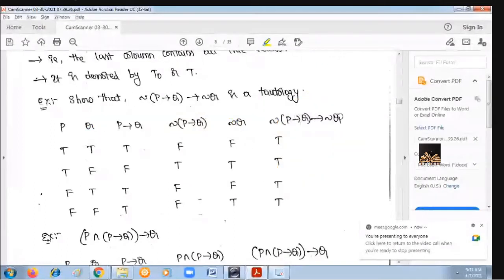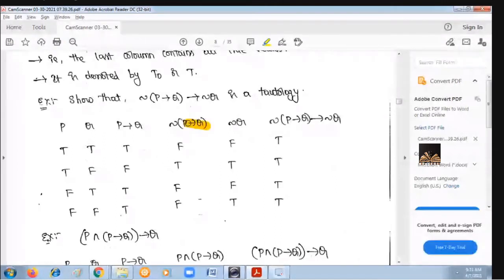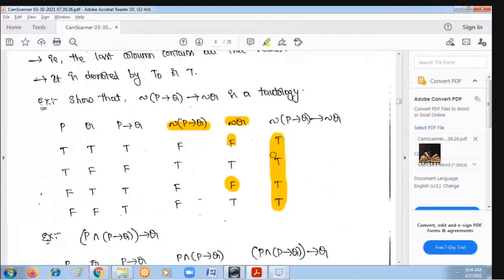That means this is your hypothesis, this is your conclusion. Right? Only when the conclusion is false, then the result is false. But here both are false. In your last column, you are getting all true values. Therefore, you can say the given compound proposition is a tautology.